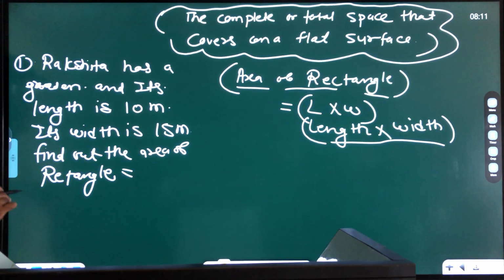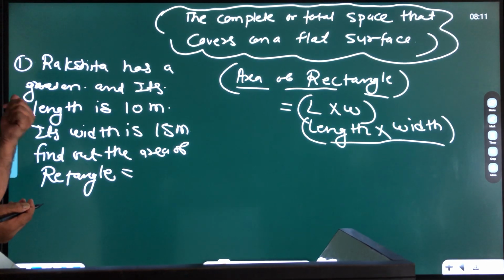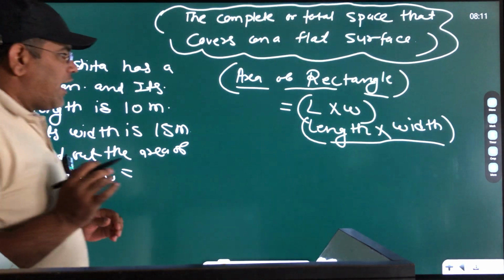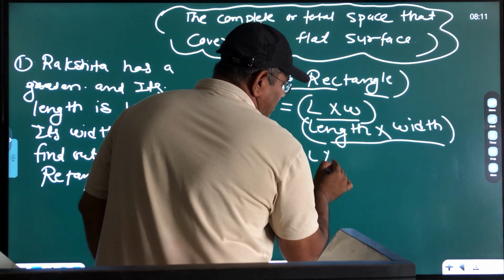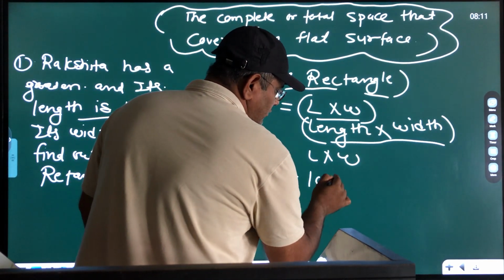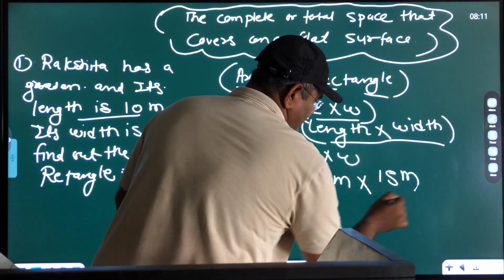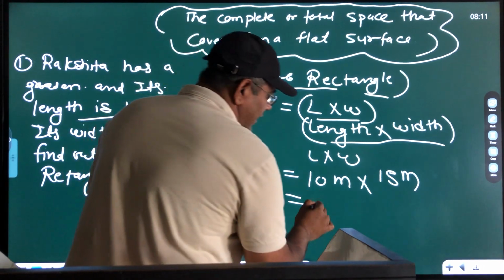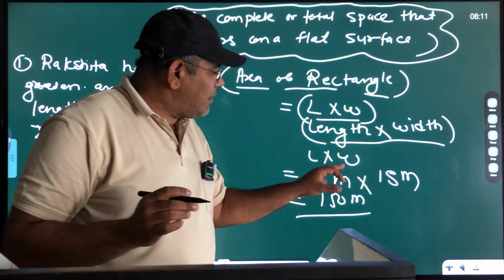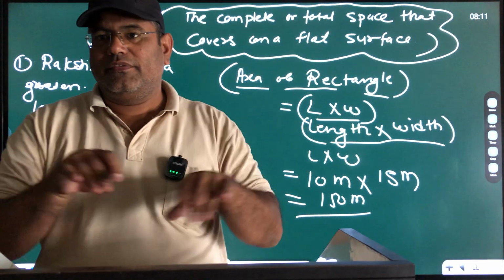Guys, according to the question, we have to find the area of the rectangle. We have a garden. Its length is 10 meters and its breadth is 15 meters. According to the formula, L multiplied by W, the length is 10 meters and the width is 15 meters. If we multiply, we get the answer 150 square meters, the total space that covers a flat surface. It means the garden. Is that clear?